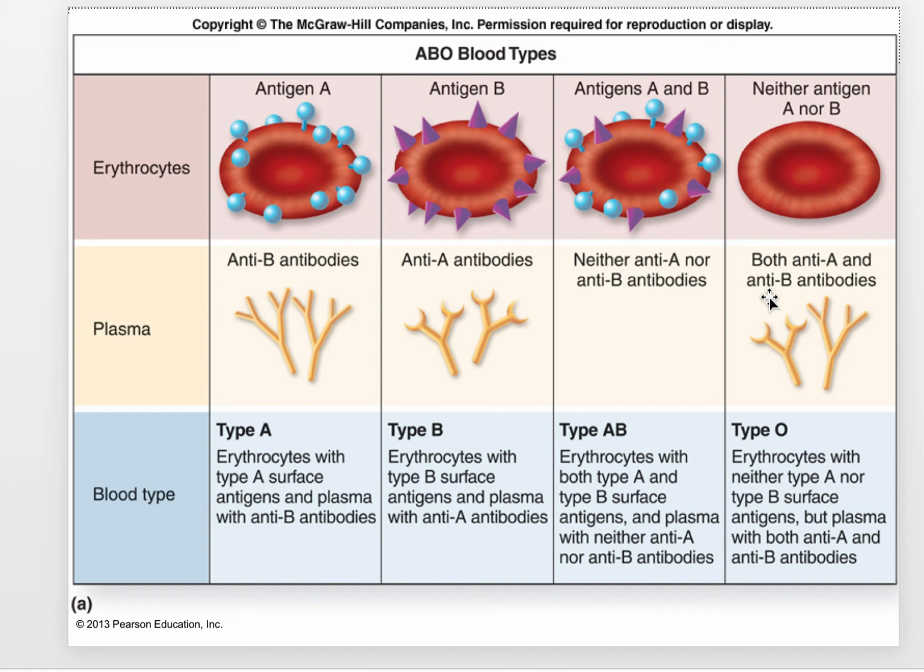So each blood type has a certain pattern of antigen and a certain pattern of antibodies. And you just remember that whatever antigen they have, in a normal situation they have the opposite antibodies. So if they have antigen A, they have anti-B antibodies floating in the plasma. If they have antigen B on the red blood cells, they have anti-A antibodies floating in the plasma.